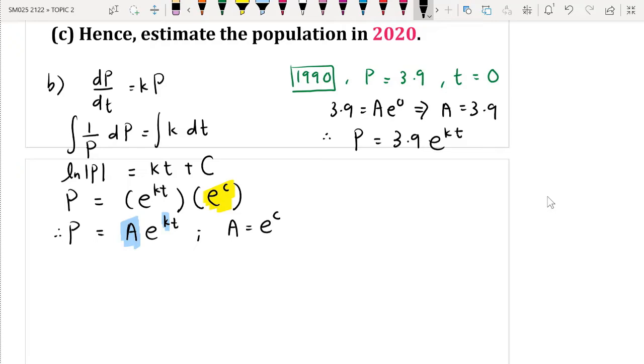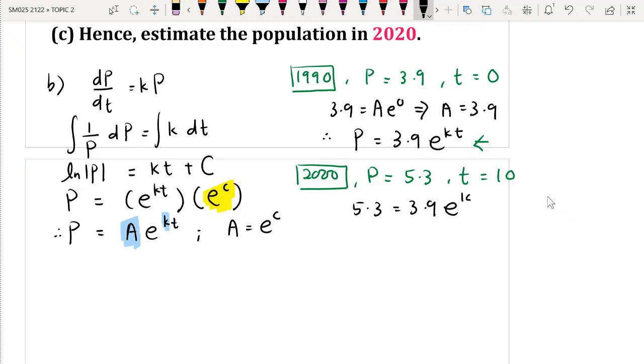So with the first part settled, we already found A. Now we have to find k. In order to find k, use the second info in the question. It says that in the year 2000, the population is 5.3 million. So what is t? We have to find the gap between 1990 and 2000. In this case, the duration is 10 years. So t is 10. Substitute this into our latest equation. Now we have 5.3 equals 3.9 e to the power of 10k.